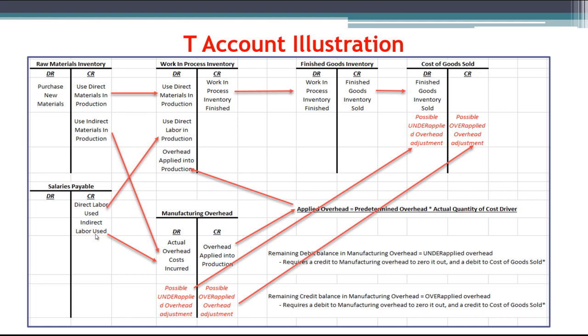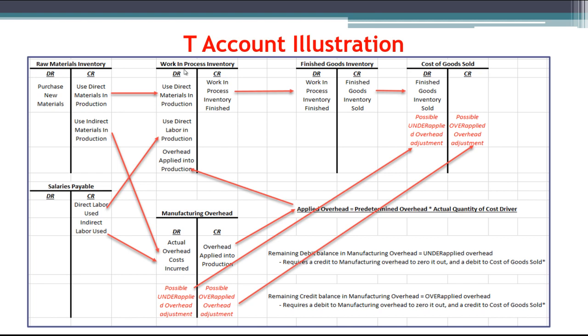Now, just like materials, we might have indirect costs: salaries of supervisors, managers, security. So we'll do the same thing there. Credit salaries payable. That becomes another cost that goes into manufacturing overhead as a debit. So the point here is we keep adding into manufacturing overhead with a debit to keep track of all these expenses. These are actual costs as they come through.